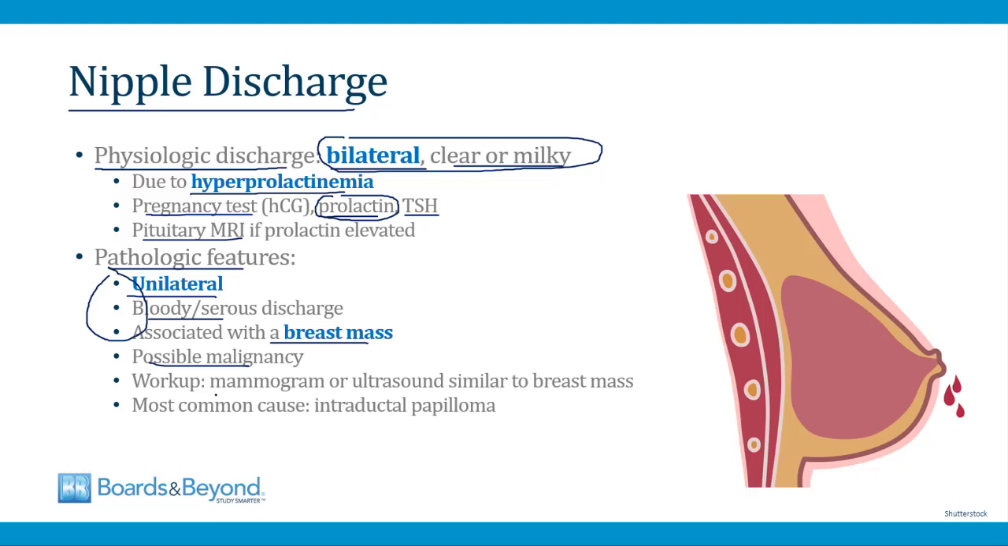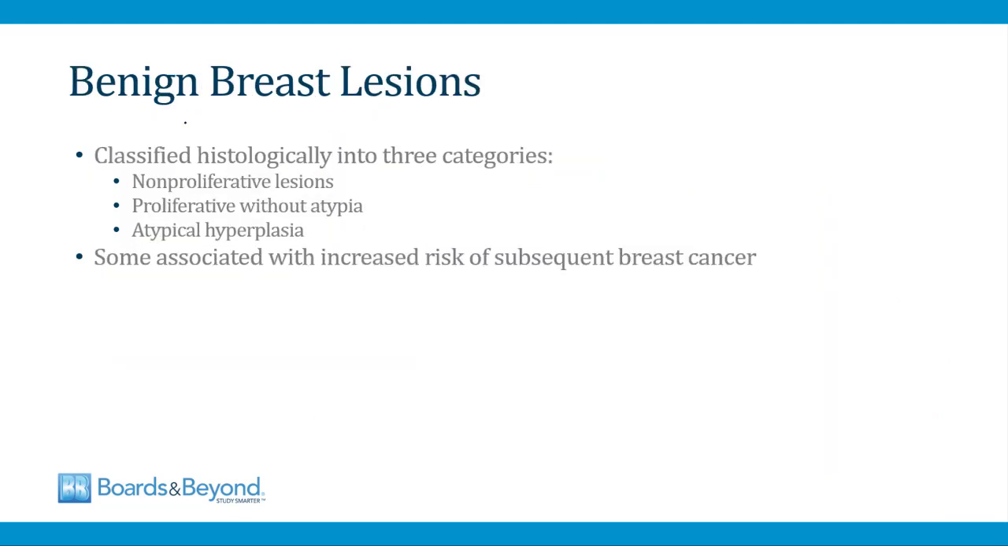So usually the workup involves a mammogram or an ultrasound, similar to the workup of a breast mass, and the most common cause is what we talked about in the last slide, intraductal papilloma. So let's go back once more to our list of benign breast lesions. We've talked about non-proliferative lesions, and now we've talked about proliferative lesions without atypia, like a fibroadenoma.